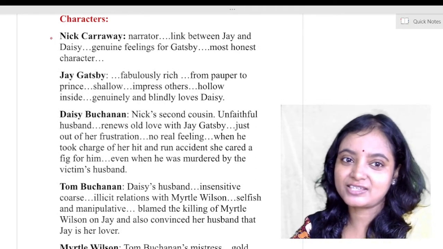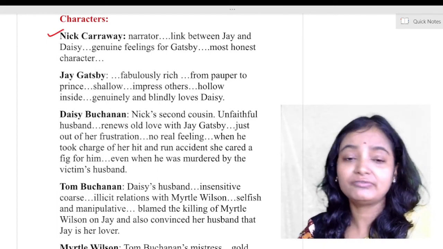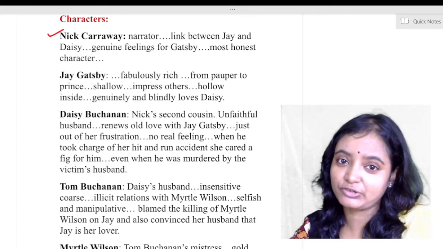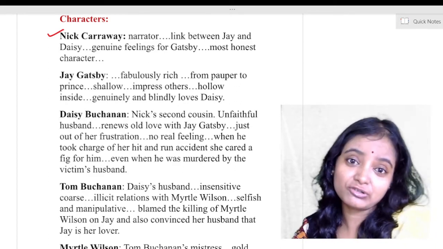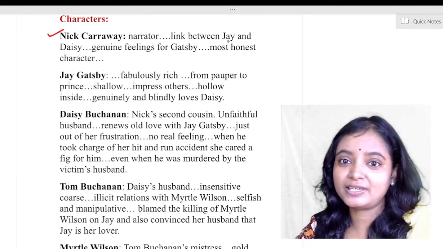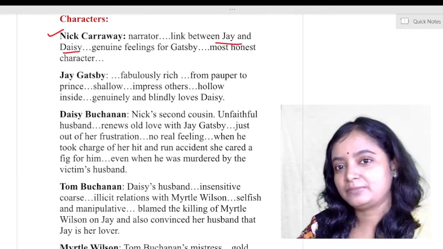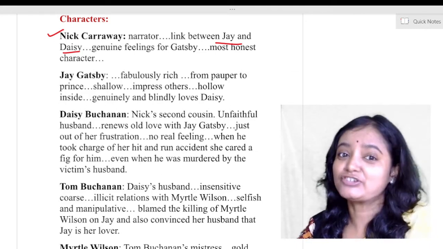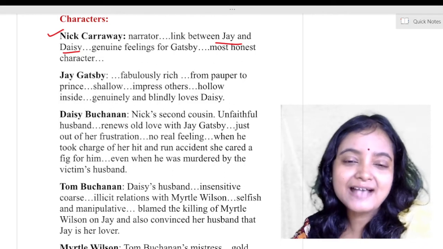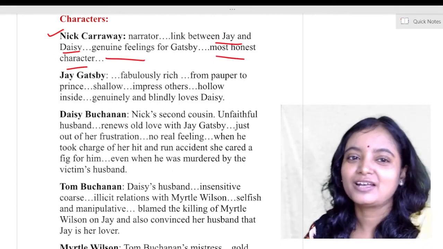The first character is Nick Carraway. He is the narrator of the novel, and I feel that he is the only genuine character of this novel. He just rejuvenates the love between J. Gatsby and Daisy, his cousin. The love that had already prevailed in ancient times between them, he came and rejuvenated. And he has genuine feelings for Gatsby. He is the most honest character, I told you.